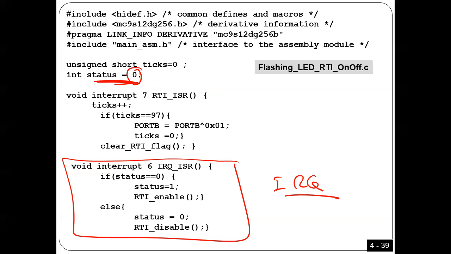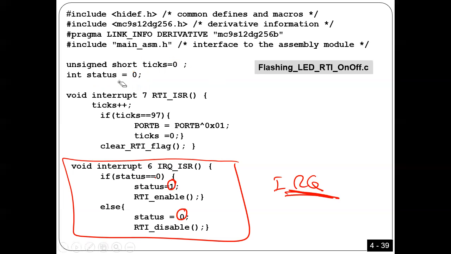Every time you press IRQ, I'm going to check status. If status is 0, I'm going to make it 1. If it is 1, I'm going to make it 0. Every time I press the button, it toggles, because there is one value for on and one value for off. I think 0 for on, because in the very beginning I put 0, and 1 for off.